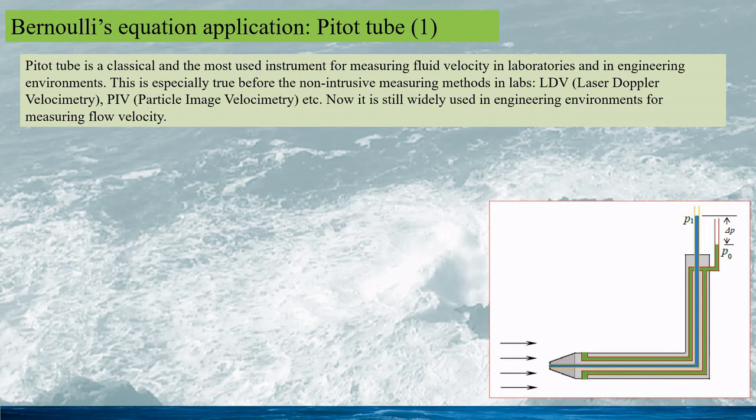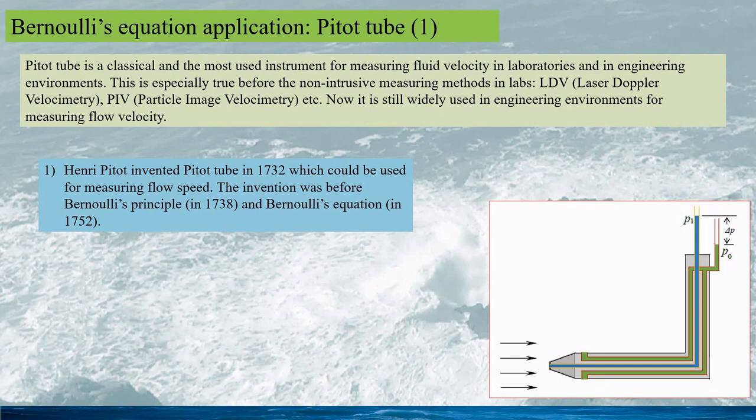The second application of Bernoulli's equation is for the Pitot tube. The Pitot tube has been and still is a very useful instrument for measuring fluid velocity. This is especially true before LDV and PIV were popular for measuring fluid fields. But LDV and PIV might be more suitable in laboratory conditions. In engineering environments, the Pitot tube is still widely used.